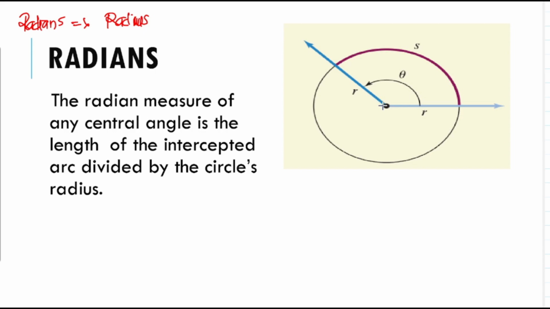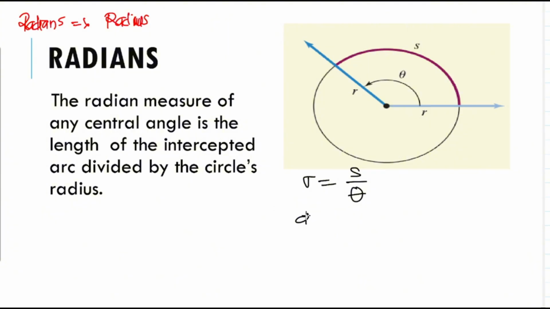So when two radii are bounded by an arc, the ratio of the length of the arc and the angle that is formed by the two radii is called radian. So the radian measure of any central angle is the length of the intersected arc divided by the circle's radius. So we say r equals s over theta.